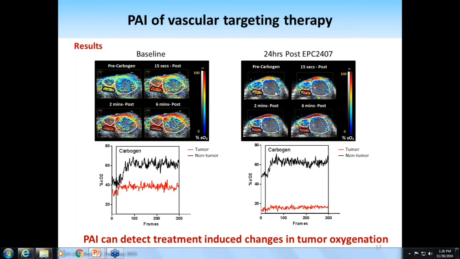And again, we repeated the imaging for 8 minutes and looked at 15 seconds, 2 minutes, and 6 minutes post-carbogen. What was very interesting is that in this non-tumor region right here, we still saw our enhancement, same as baseline. However, in our tumor now, you can see that there was very little to no enhancement inside the tumor. So this tells us that there was a very specific anti-tumor effect of this drug, and that there was no effect in the normal tissue, which indicates to us that photoacoustic imaging can detect treatment-induced changes in tumor oxygenation.